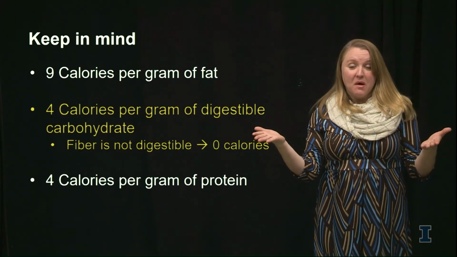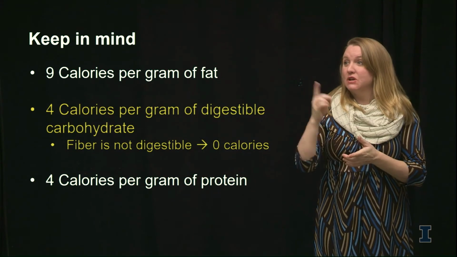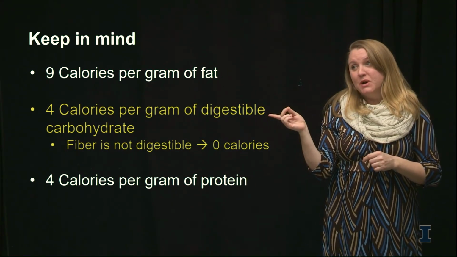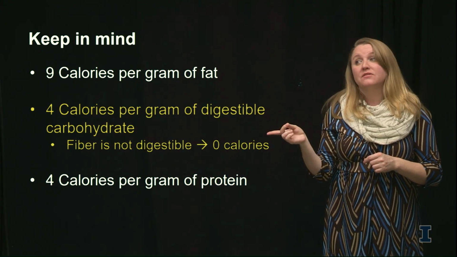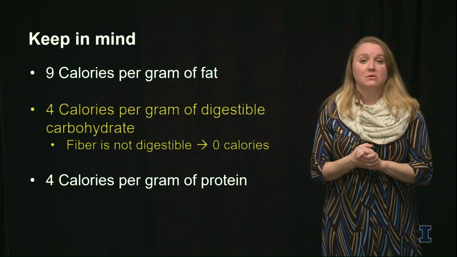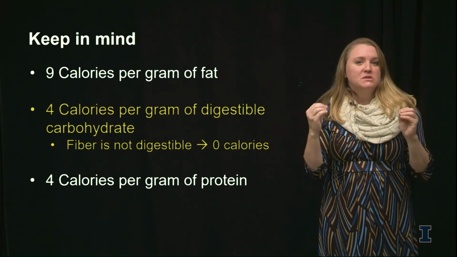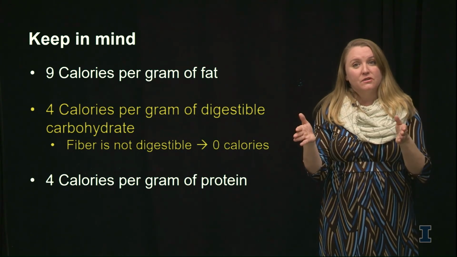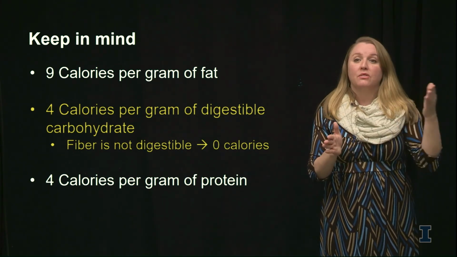So to recap, to calculate the total calories, you can look over here. Again, we have 9 calories per gram of fat, 4 calories per gram of digestible carbohydrate. And remember, fiber is not digestible, so you have to subtract it out, and 4 calories per gram of protein. That's going to be the most important stuff to remember as you walk through these calculations, both here for the first exam as well as throughout the rest of the semester and hopefully beyond the class.